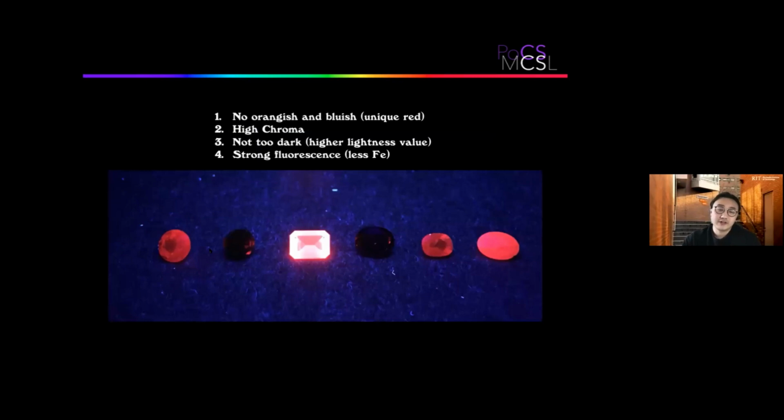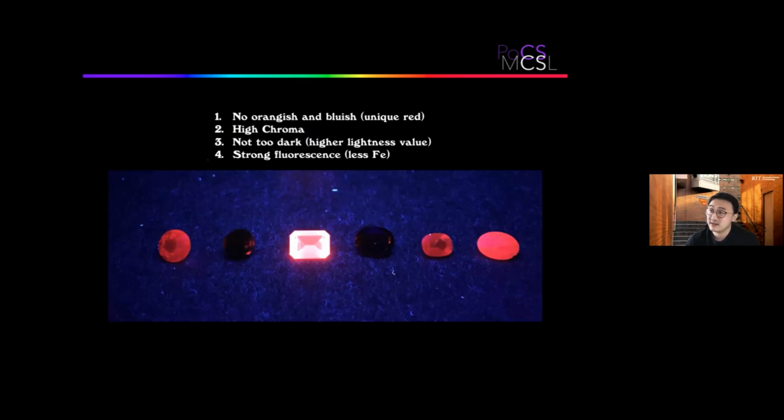Here we could give a simple summary of pigeon blood ruby. First, no orangish and bluish in color science area, and also Lina talked about the unique red. So we use the unique red to describe this. Second, the higher chroma value. Next, we don't like the color to be too dark, which means we prefer to have a higher lightness value.